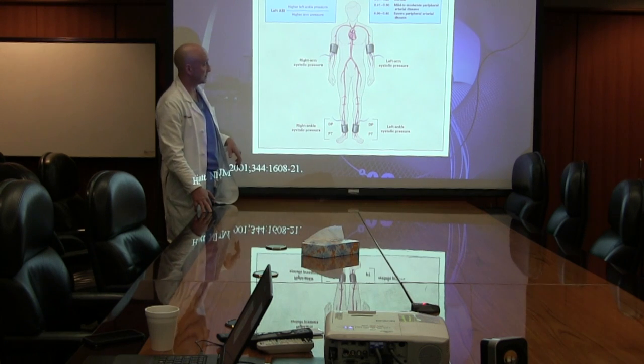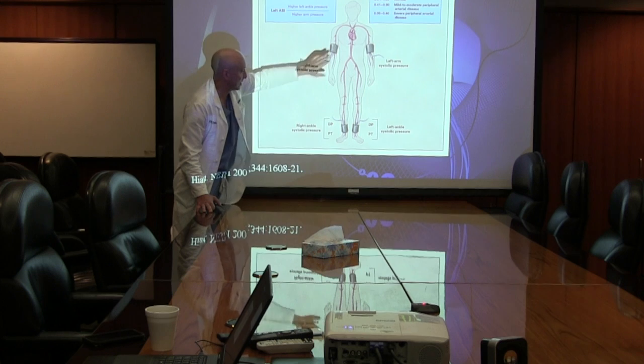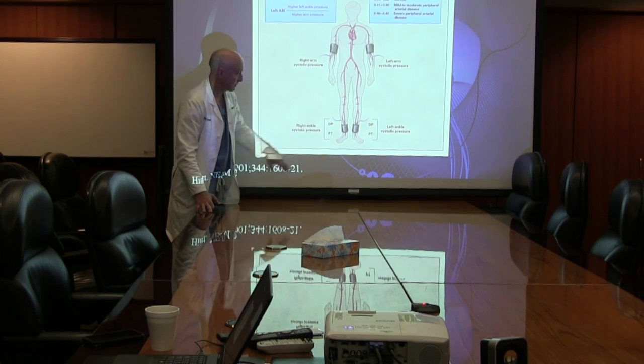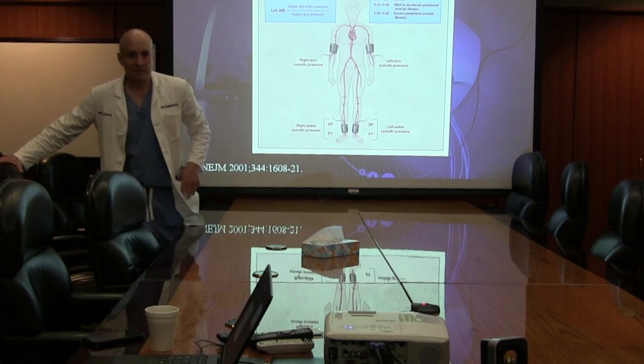Some people often say it's right arm to the right leg and left arm to the left leg. No, it's the highest of the arms to the highest on each leg. So you get an ABI on each one. Make sense?